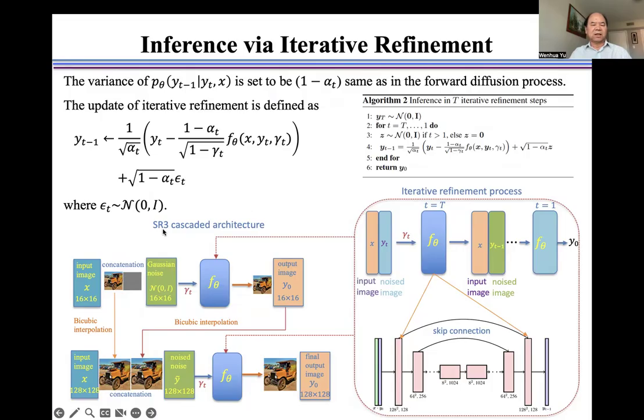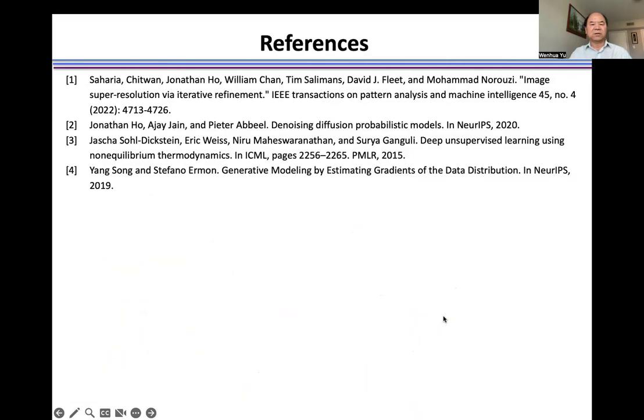This SR3 cascaded architecture is stage 1 and this is stage 2. This is the iterative refinement process with U-Net structure. For more details, please check these references.